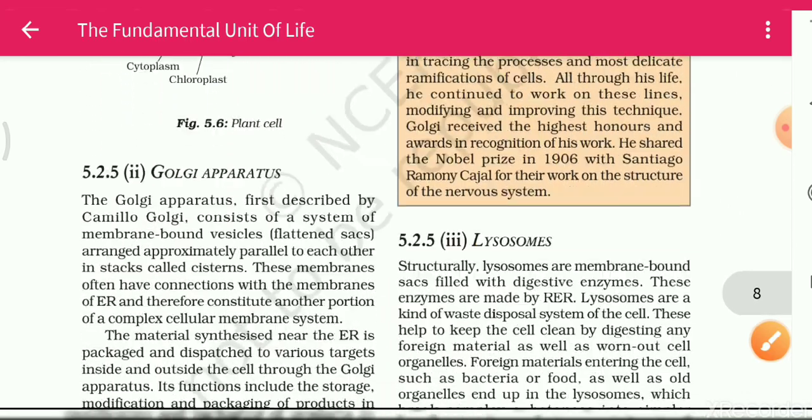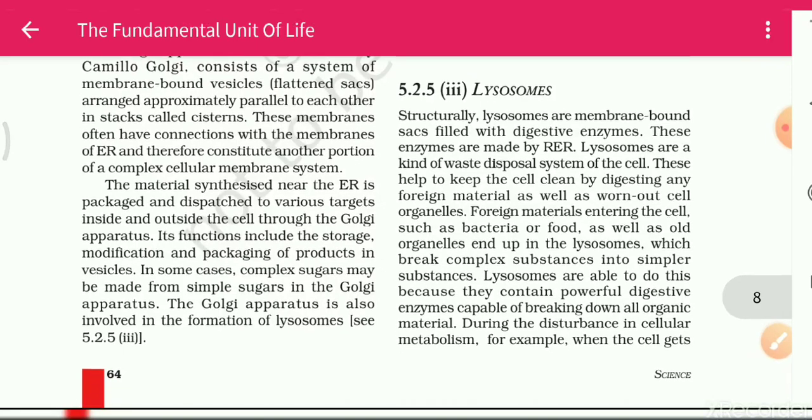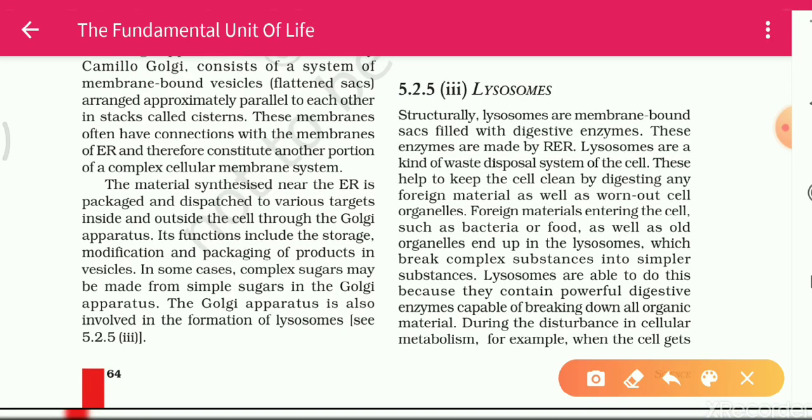Now, next proceed to lysosomes. Okay. Now, what is the lysosome, student? Lysosome is also a kind of organelle which is present inside the cytoplasm. And a very important question will also be asked to you: what are lysosomes and why are they called the suicidal bag? Okay, let's see now why lysosomes are called the suicidal bag.